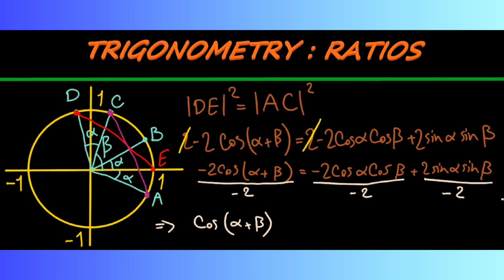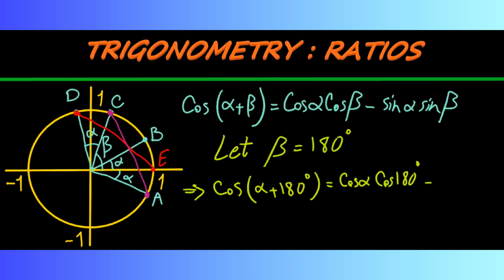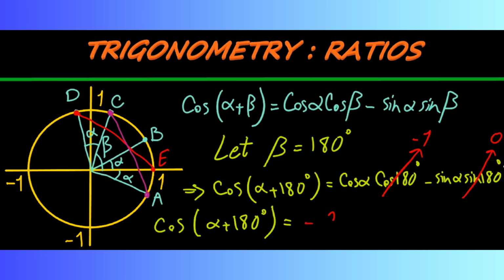So let's see how we can use this golden formula. Imagine one of the angles like beta is equal to 180 degree, and we want to find the cosine of alpha plus 180 degree. So simply replace beta with 180 degree in the formula, and after we put 0 for sine of 180 degree and minus 1 for cosine of 180 degree, then we get cosine of alpha plus 180 degree equal to minus cosine of alpha, which we can show on the unit circle like this.